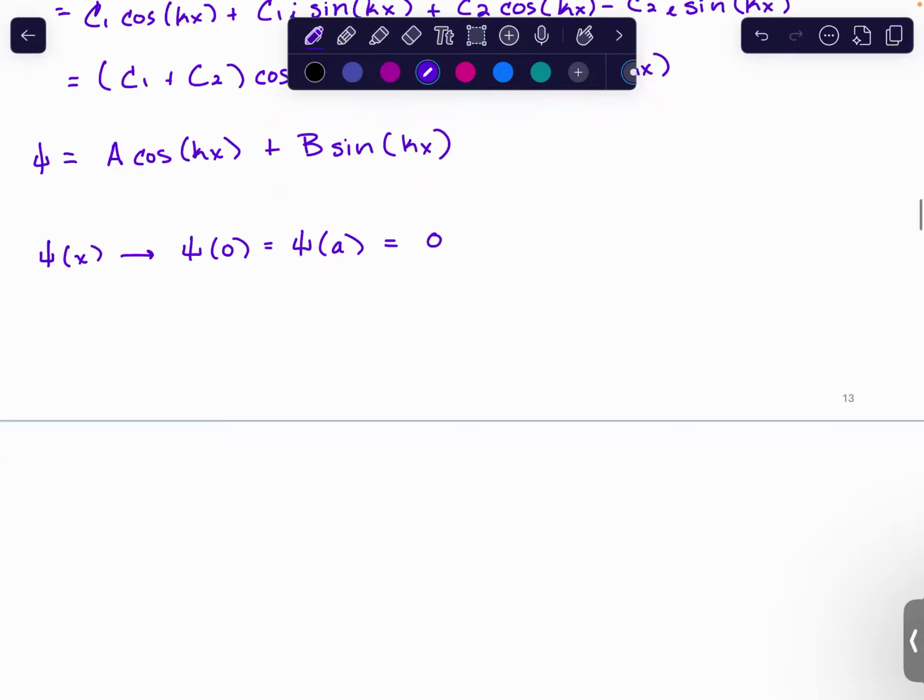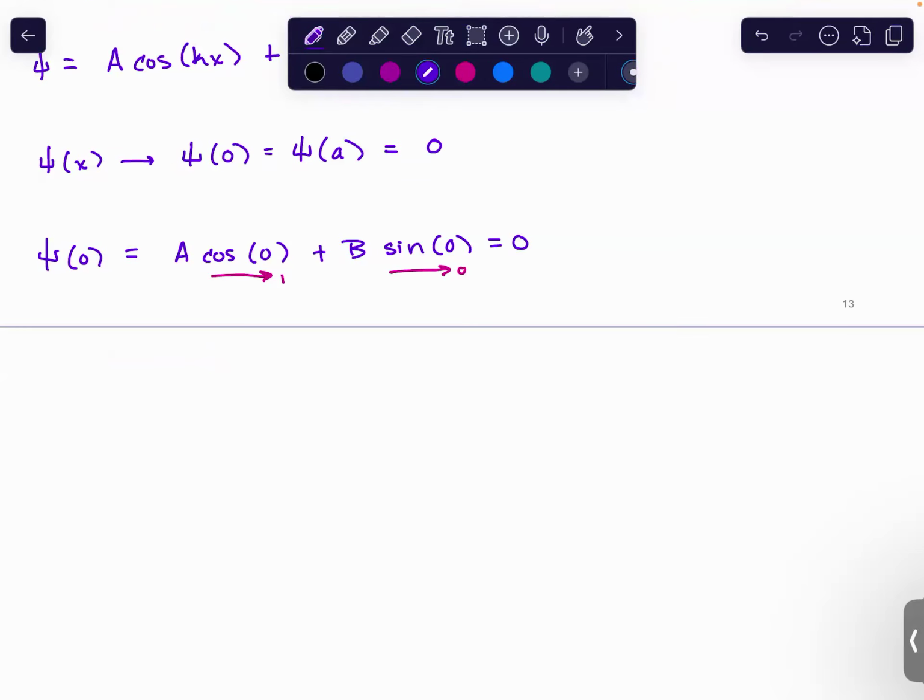Okay, so let's look. What do we say? Psi of 0. Well, that's going to be A cosine of 0 plus B sine of 0. So really, we're just putting the x value in here. And we know that this equals 0. So what is sine of 0? 0. So that's going to disappear entirely. What is cosine of 0? 1. So what we end up with is A equals 0.